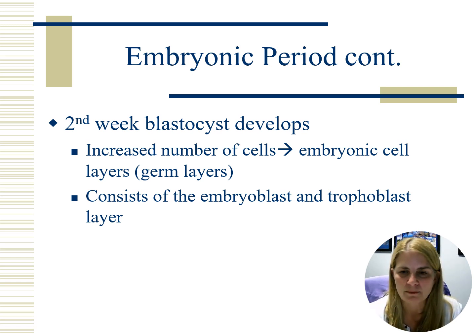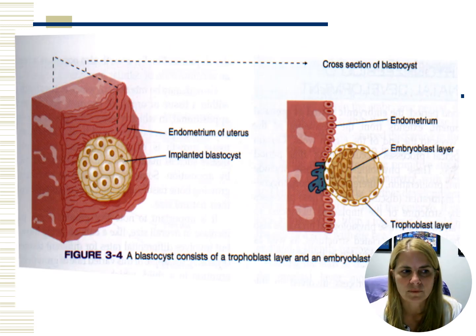The embryoblast is the ball of cells, and then the trophoblast is the outside area, with the embryoblast being closest to the uterine wall. In this cross section, you can see the embryoblast layer and the trophoblast layer, and then the endometrium of the uterine wall where it's implanted.